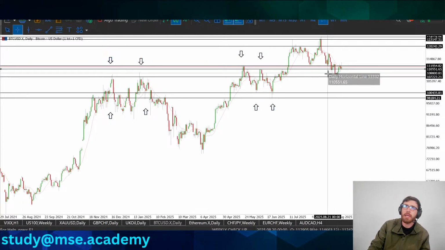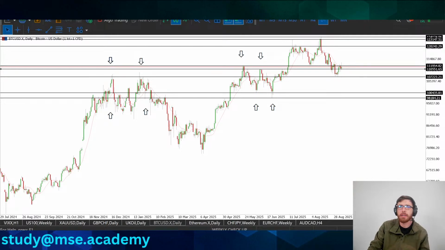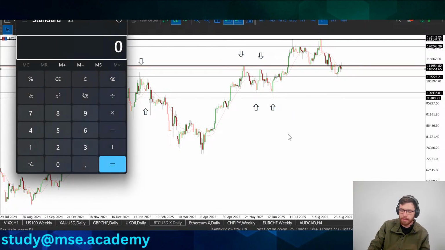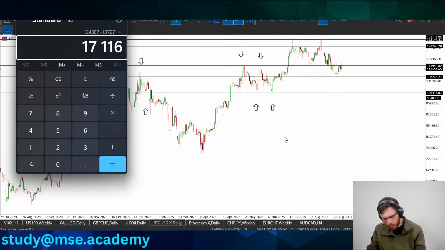So that has been the current movement. So if I just take a calculator, I'll just subtract 124,387 minus 107,271. So we're looking at a $17,000 pullback. So therefore, 17,116 retracement.